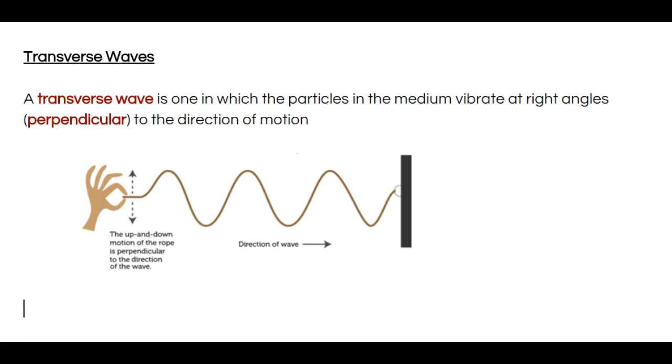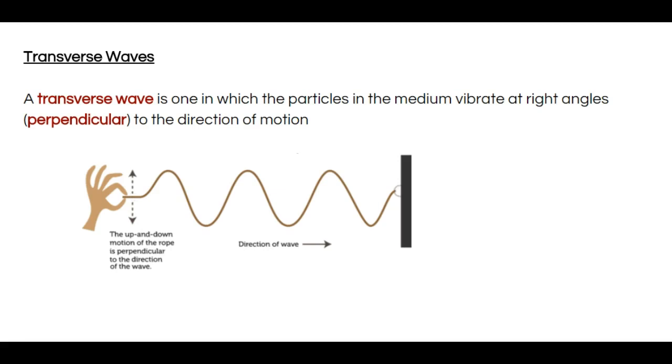So a transverse wave is, you can see one here, and notice this person who's creating a pulse to start this wave is creating a disturbance. The wave is actually moving in this direction, but the motion is up and down. So one thing that characterizes a transverse wave is that the particles in the medium are vibrating at a right angle or perpendicular to the direction of the actual wave motion.